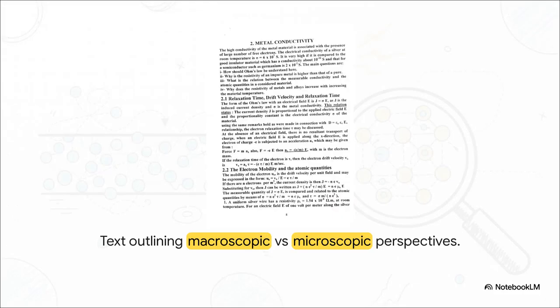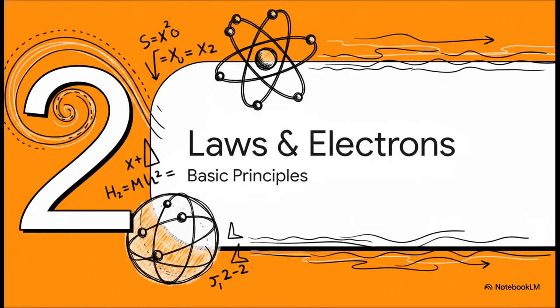As outlined on page 8 of our text, we've got to ask ourselves two fundamental questions. First, how should Ohm's law be understood at this scale? And second, what is the actual mathematical link between the macroscopic conductivity we measure in the lab and these invisible atomic quantities? Section 2. To answer those big macroscopic questions, we need to shrink ourselves down to the atomic level and examine the fundamental forces acting on a single electron.